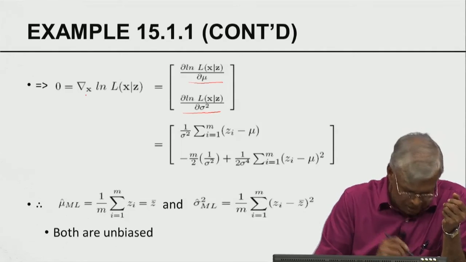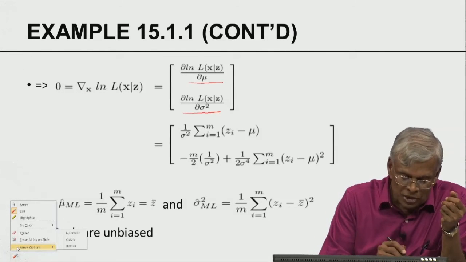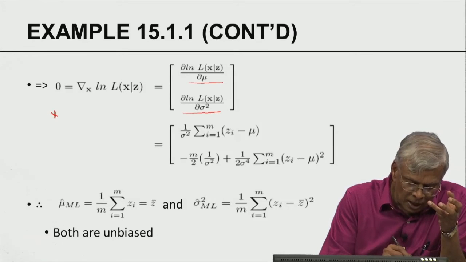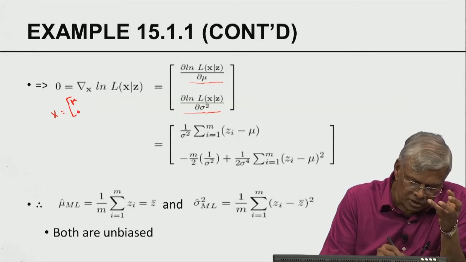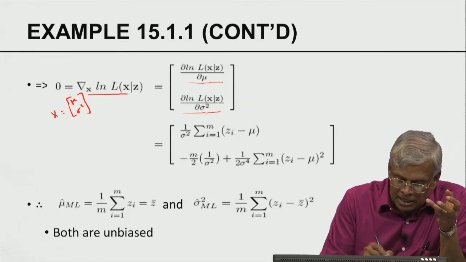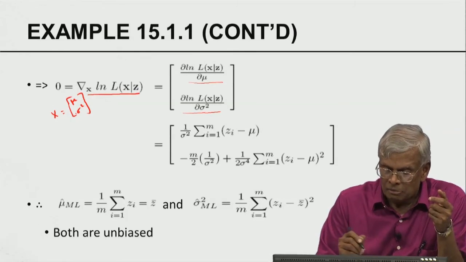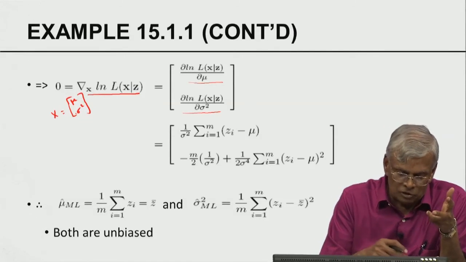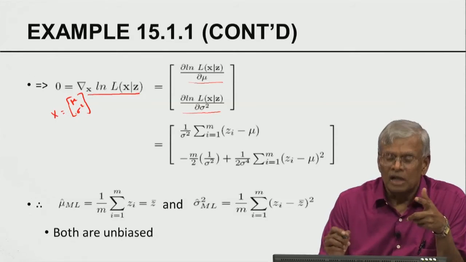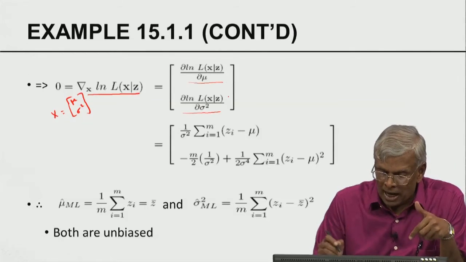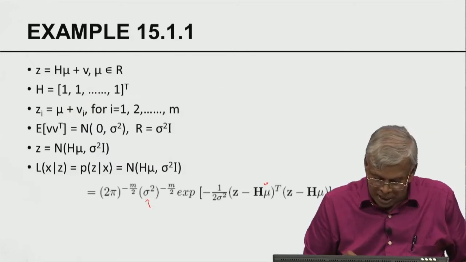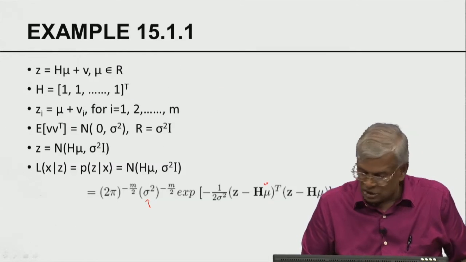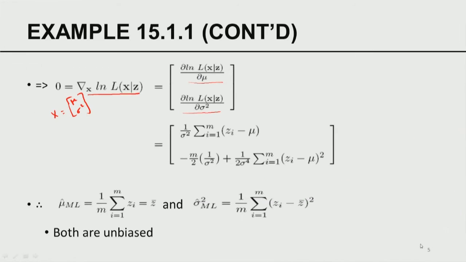I'm assuming the unknowns to be estimated, x, are equal to a vector mu and sigma square. So I'm computing the gradient with respect to these two values. Please remember, L is a scalar function. If I differentiate a scalar function with respect to a vector variable, the gradient is a vector. The vector has two components. Given the expression for the likelihood function as given at the bottom of page 4, I could compute these derivatives explicitly.